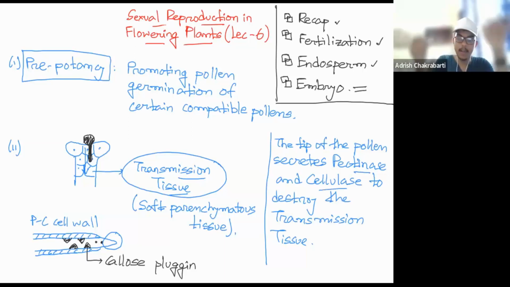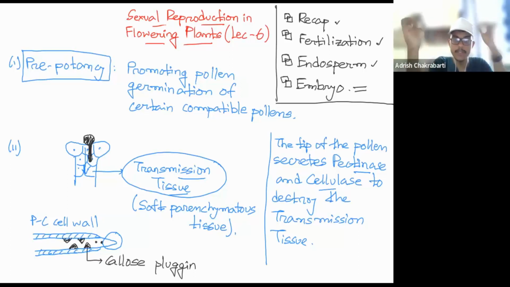Now, the thing is that it could also destroy the tip of the growing pollen tube, right? If it is secreting pectinase and cellulase, it is going to destroy the pectin and cellulose composition. So what is the remedy that we have? In the growing pollen tube, we observe that there is the pectocellulosic wall. That's very fine. We have the pectocellulosic wall on both sides. Okay, the diagram is getting worse.